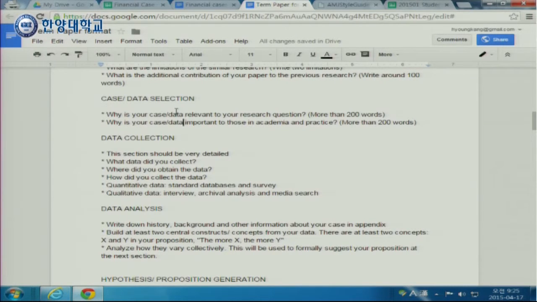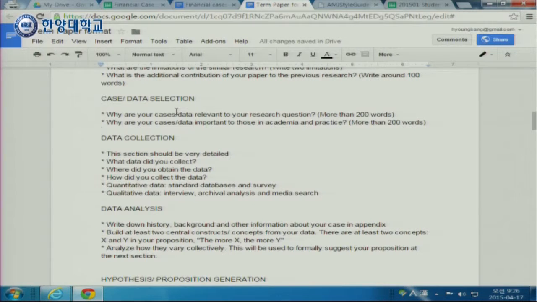You collect the data, and you have to argue that the data you collected, or you will collect, is relevant to your research question, and you have to argue that those data or cases you collect are actually valuable to the academic readers or the people in practice. Actually, I have said it in the plural form. What are your cases? Why? Okay, so it is about case and data selection.